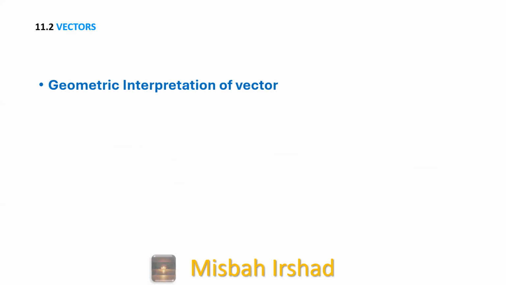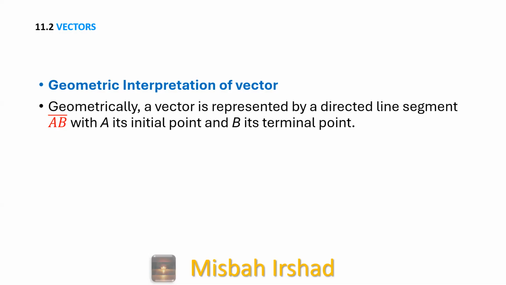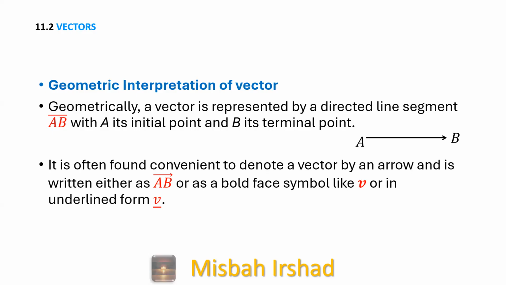A vector is represented graphically by an arrow. Geometrically, a vector is represented by a directed line segment with initial point A and terminal point B. This arrow shows the direction of the vector is from A to B. Vectors are also denoted by bold letters or sometimes underlined letters, like v underlined or v bold.